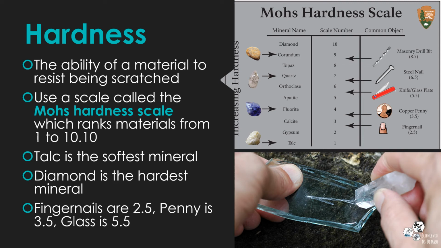And you can see on the right here, there are images of different minerals and common objects that compare. So you can use different household objects to see how hard a mineral is. For example, you can see that your fingernail has a hardness on this scale of about 2.5, which is a lot higher than gypsum and talc. So if you can take a rock and scratch it with your fingernail, it's probably one of these two.